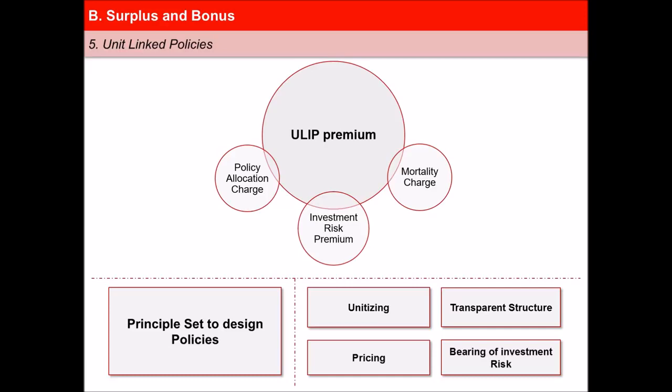And fourth, bearing of investment risk. The investment risk is borne by the policyholder. Since the value of the units depend on the value of the life insurer's investments, there is a risk that these unit values may be lower than expected. The life insurer does not give any guarantee about the unit values.